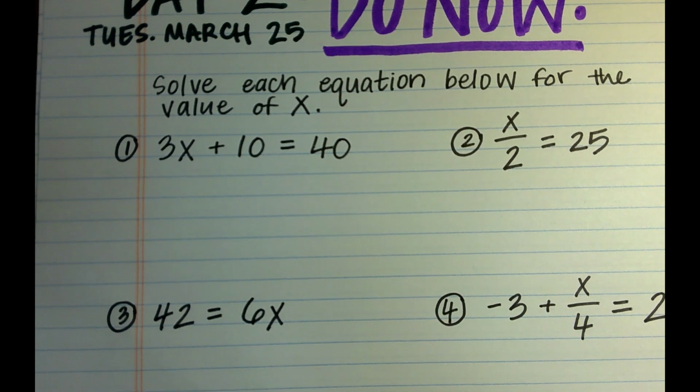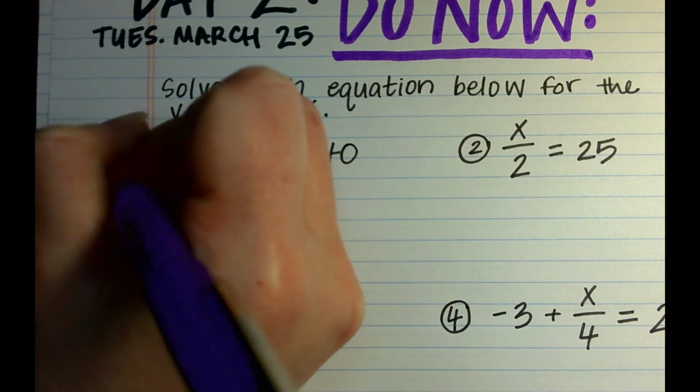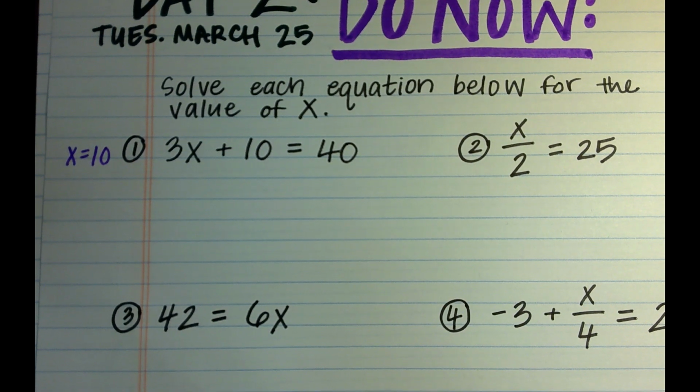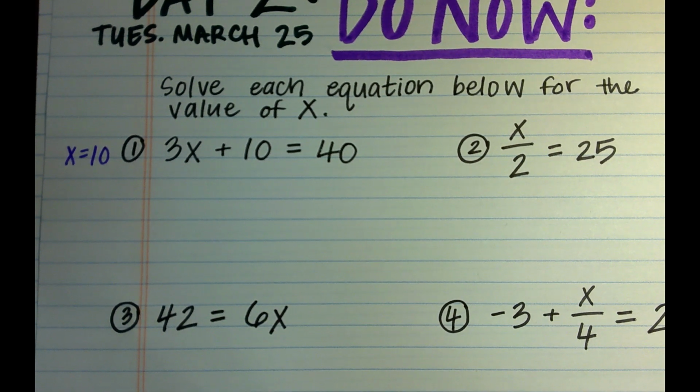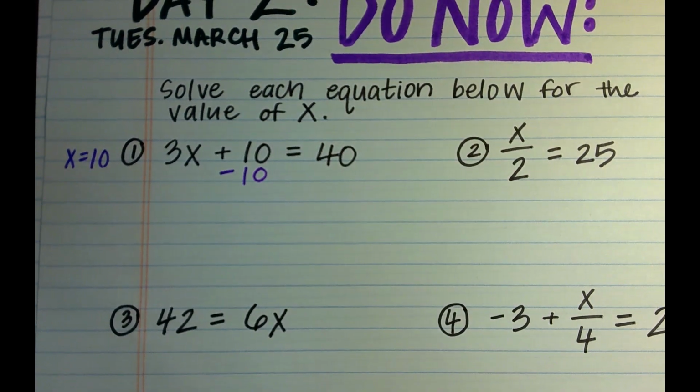I would like to know, what are some of the values that you guys got for x? Just shout some numbers out at me. 10. You got 10? Did anyone get something different than 10? Everyone got 10? All right. Well, who wants to tell me how to do it? Go ahead, tell me. What'd you do first? I subtracted 10 from both sides.